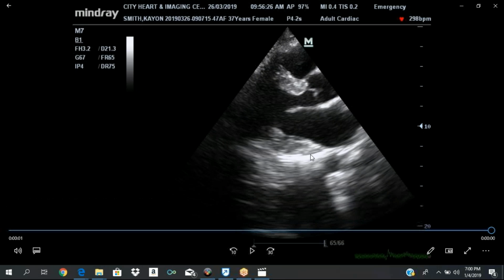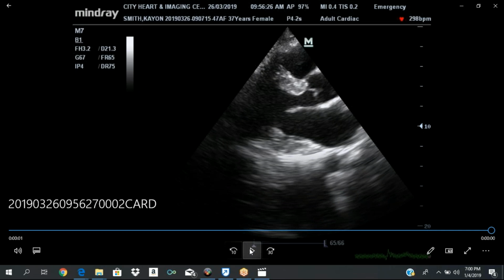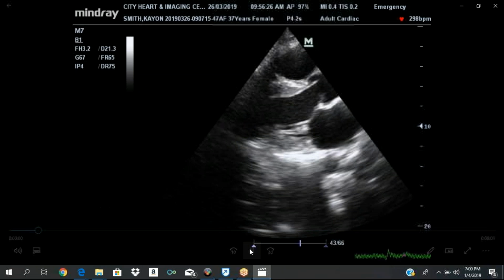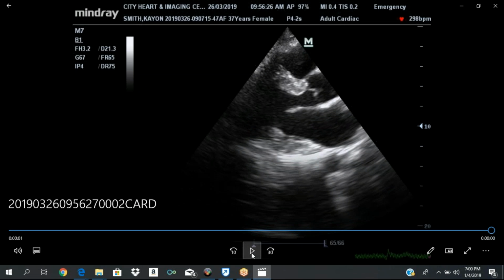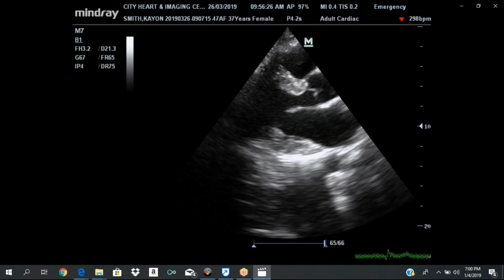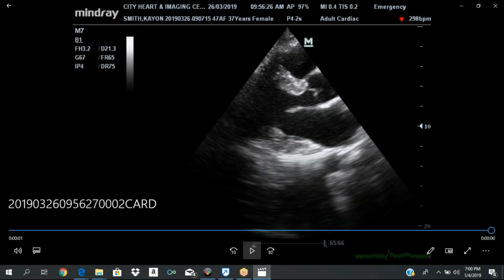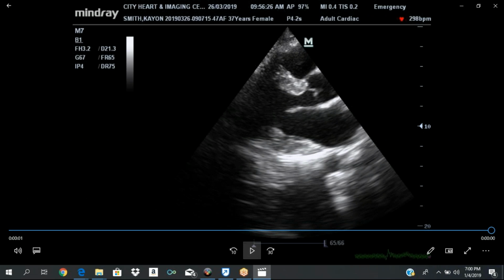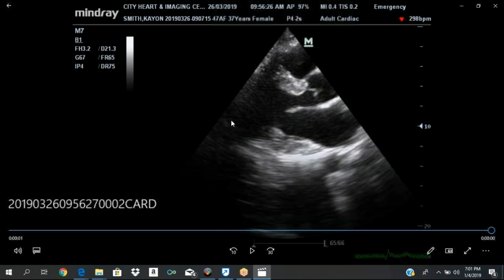So by this time, you guys should have had some exposure to scanning. Most protocols when you're scanning start with the parasternal long axis view. The parasternal long axis view is obtained by putting the transducer in the third or fourth left intercostal space with the marker towards the right shoulder. And this is the view you're supposed to get.